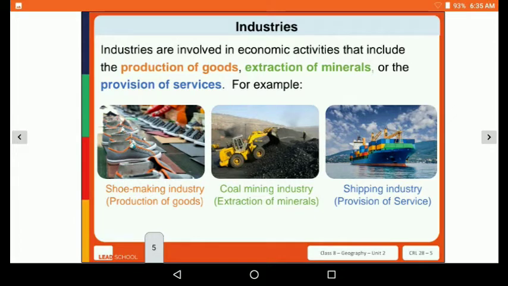Industries are involved in economic activities that include production of goods, extraction of minerals, and provision of services. For example, shoe making industry, coal mining and shipping industry.